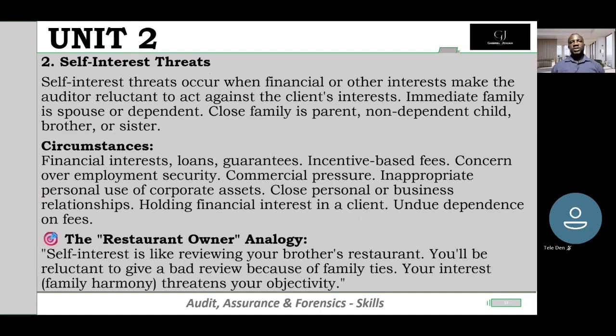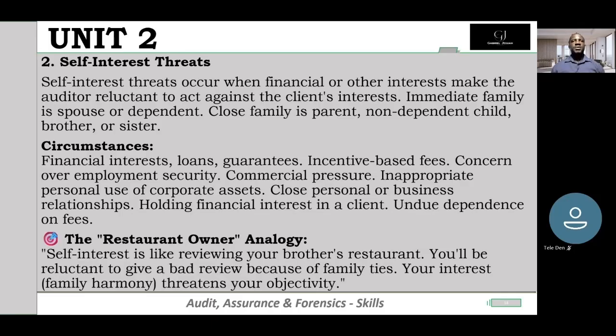So let's look at each threat in detail, starting with self-interest threat. Self-interest threat occurs when financial or other interests make the auditor reluctant to act against the client's interest. So what are the circumstances? We have financial interests like loans and guarantees. Then we have incentive-based fees, concern over employment security, commercial pressure, and inappropriate personal use of corporate assets. We have close personal or business relationships, holding a financial interest in a client, or undue dependence on fees.